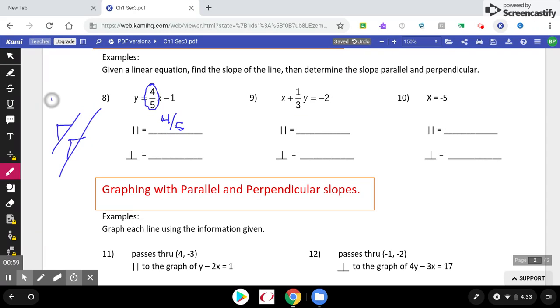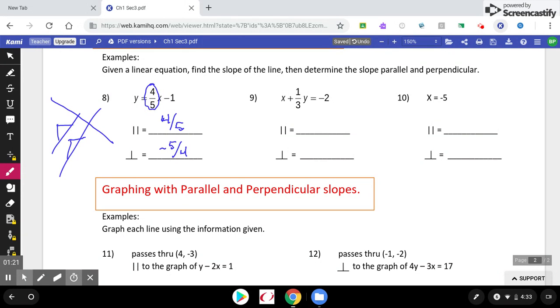So perpendicular means it would have to go the opposite direction. So if the guy tilted to the right is positive, well, the guy I just drew, which tilts left, would have to be negative. And to find a perpendicular slope, it's really simple. All you do is flip the fraction over. So we have to change the sign and flip the fraction. That's how you find a perpendicular slope.